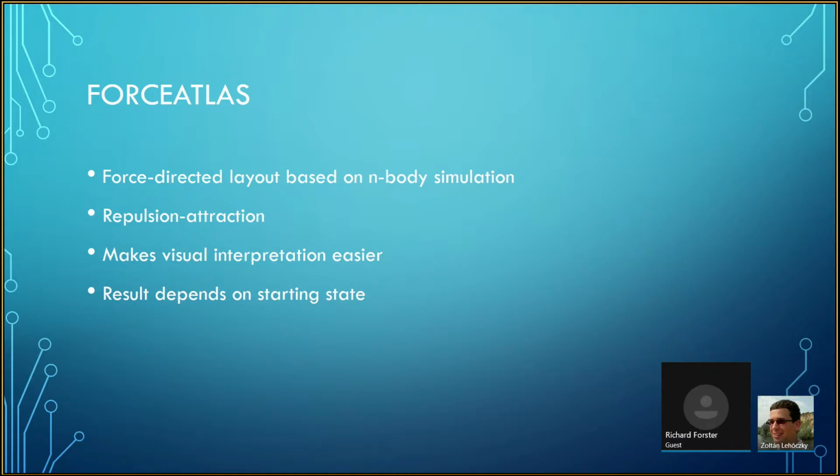This makes the visual interpretation easier, as you will not just have a bunch of nodes around the screen, but they will have some intricate meaning behind that. And of course, based on the starting state, the end result of the force-directed layout can be different because the repulsion and the attraction will handle them differently.